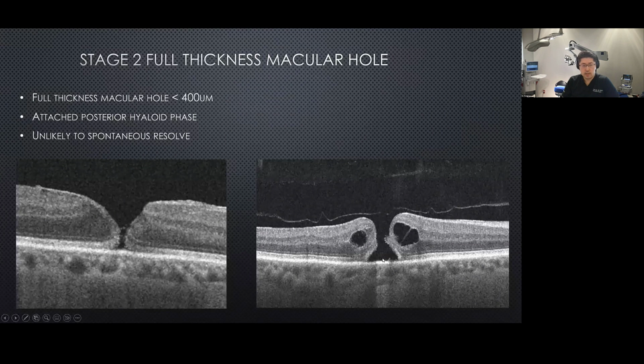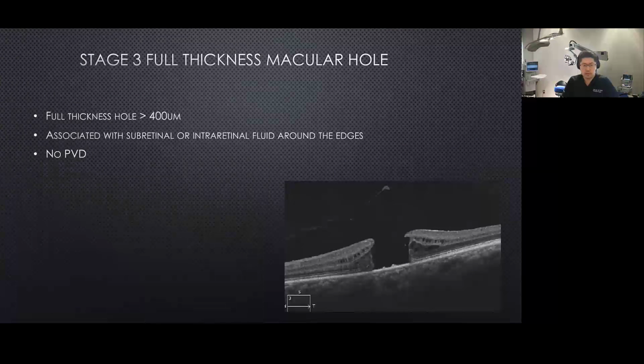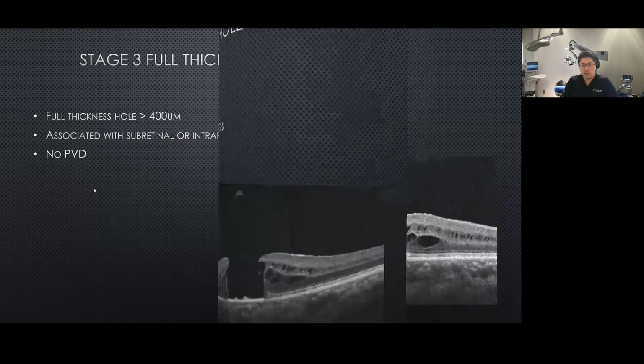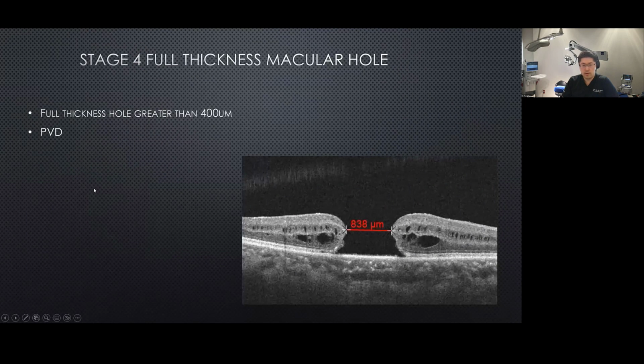Stage 2 is a small macular hole of less than 400 microns, associated with posterior hyaloid and no vitreous detachment. Stage 3 is, of course, a large macular hole of more than 400 microns with no associated posterior vitreous detachment. And stage 4 is your large macular hole with PVD, which is a clinical diagnosis.